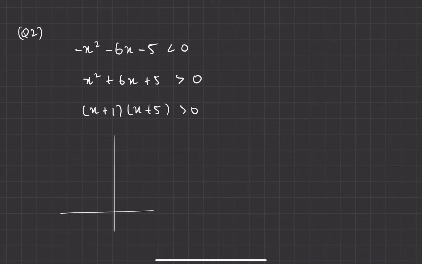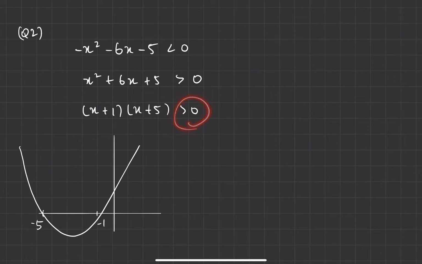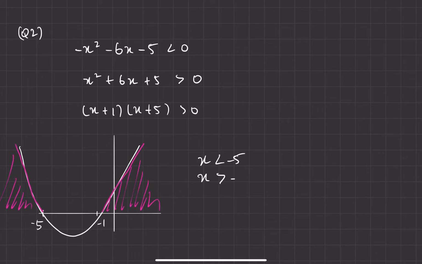Let's draw our graph. Looks like negative 1 and negative 5 is where our intercepts are going to be. And we want to know, when is this graph greater than 0? It is greater than 0 here and here. So let's shade this part of the graph. And the solution is x is less than minus 5, x is greater than minus 1. Good, nice and easy.